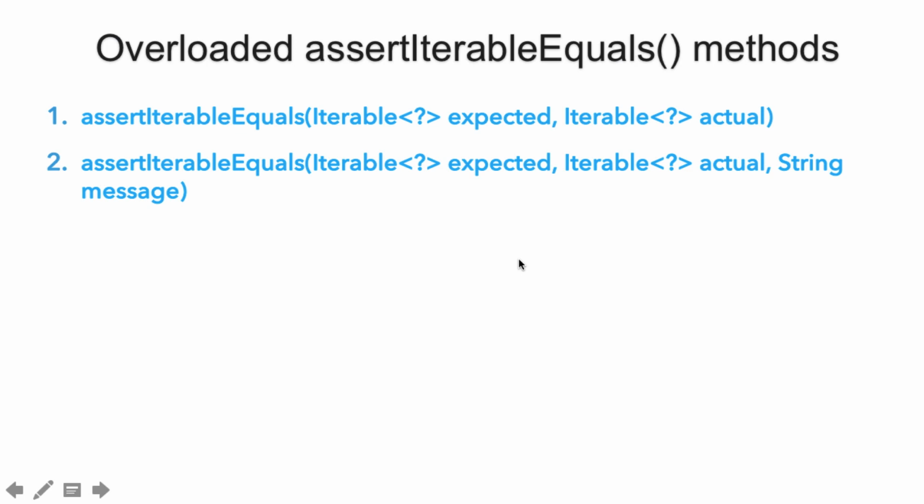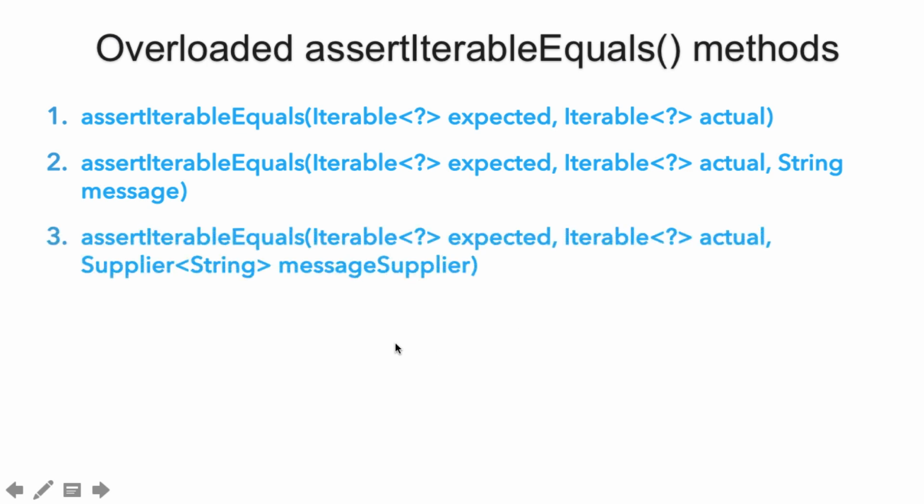The second overloaded method takes an expected and actual iterable along with a message. This message comes into the picture whenever the assertIterableEquals method fails, that is, when the expected and actual iterables are not equal. The third overloaded method takes an expected iterable, the actual iterable, and a Supplier functional interface which supplies a message whenever our assertion fails. The only advantage of using the Supplier functional interface is that the string evaluation is done only when the assertion fails. Thus it has the advantage of being lazily evaluated.